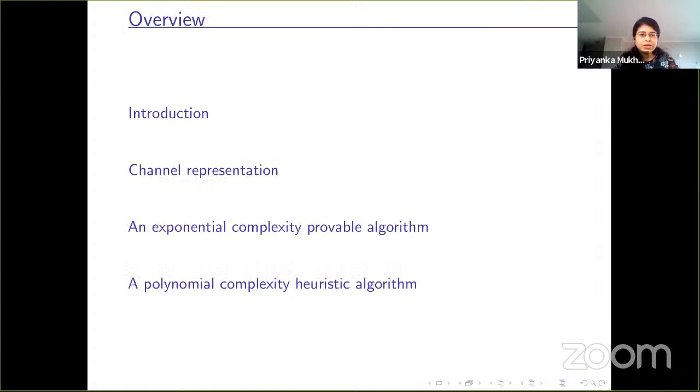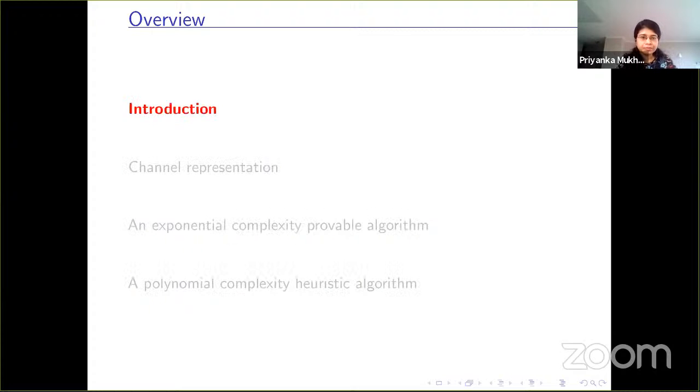So this is the overview of my talk. I'll briefly introduce some definitions. Then I'll talk about channel representations because our algorithm works with the channel representation of unitaries. Then I'll describe an exponential complexity provable algorithm and a polynomial complexity heuristic algorithm.